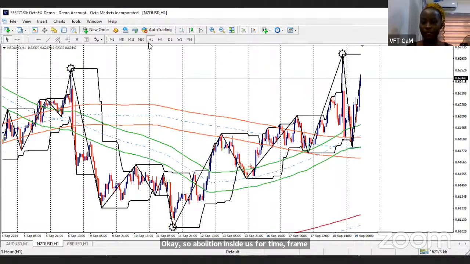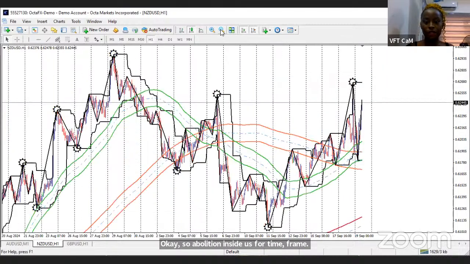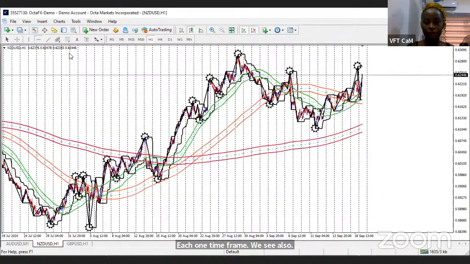H1 time frame, what do we see? Also bullish. So what do we do next? Mark out points of interest. First one, the same thing as I did on AU.